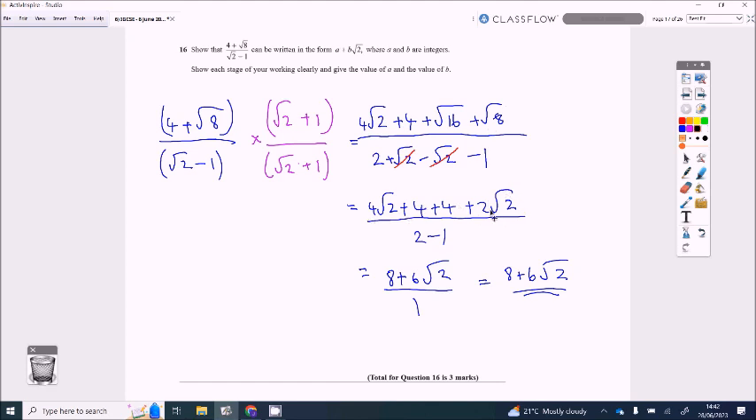So tidying everything up, 4 lots of root 2, add 2 lots of root 2 is 6 lots of root 2. 4 add 4 is 8. 2 take away 1 is obviously 1. So our final answer is 8 plus 6 root 2.